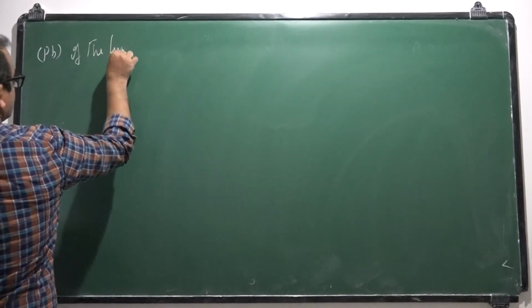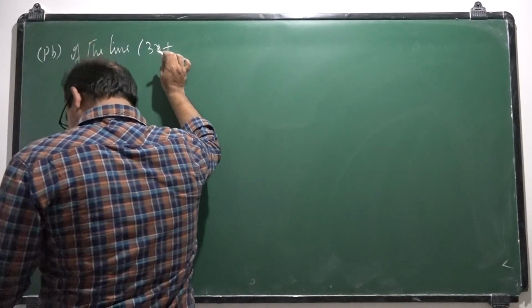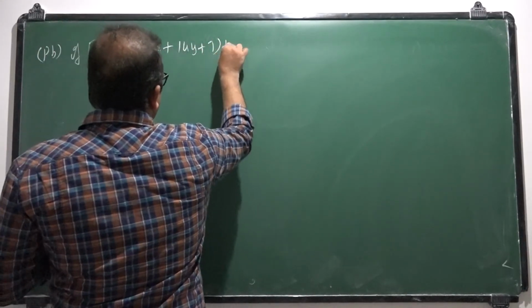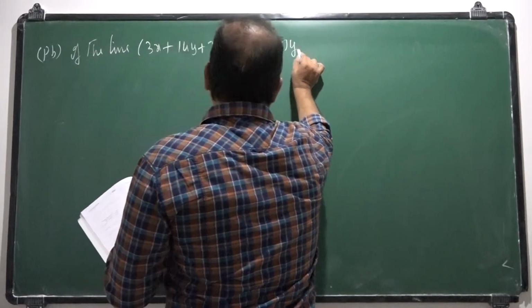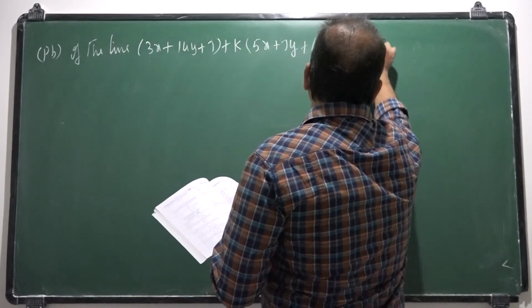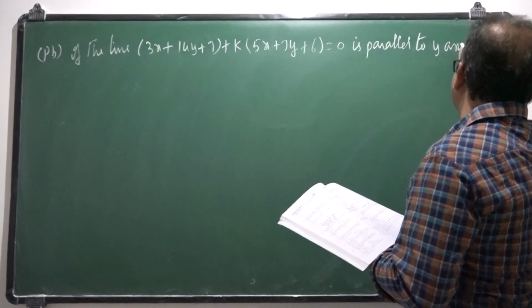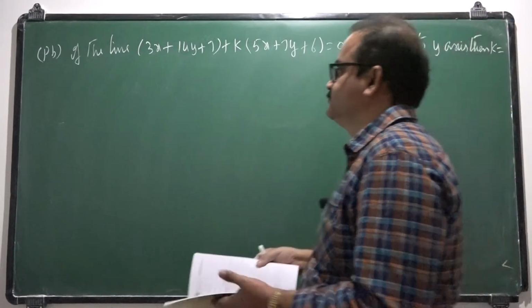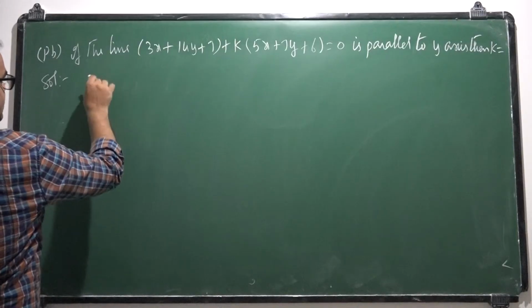Next problem. If the line 3x + 14y + 7 + k(5x + 7y + 6) = 0 is parallel to the y-axis, then k is equal to what?